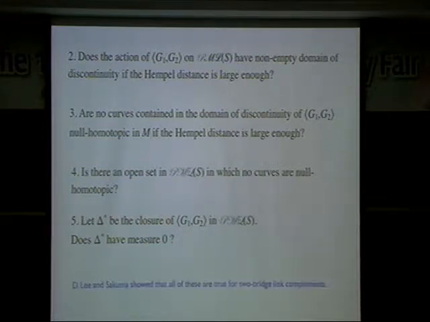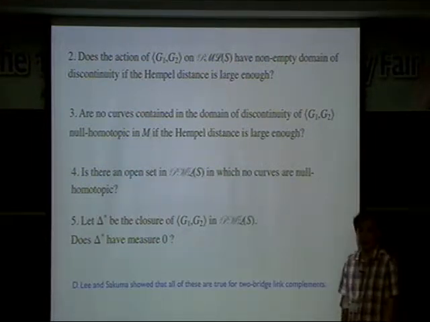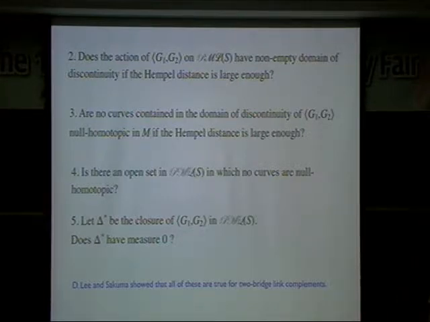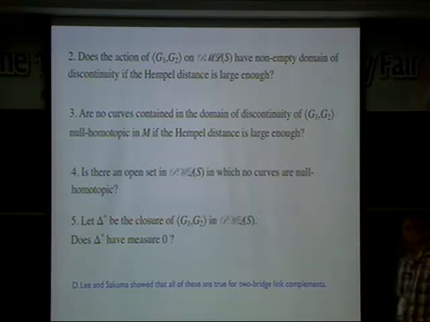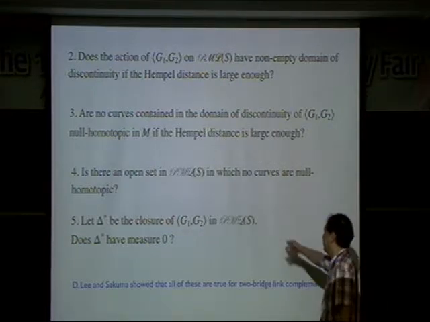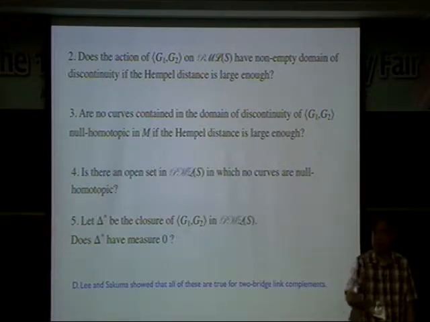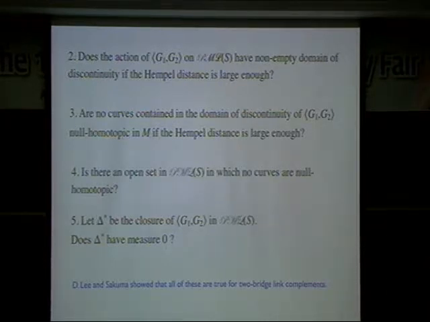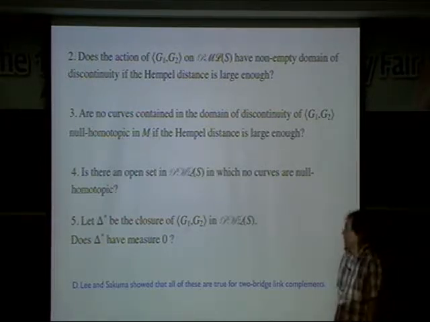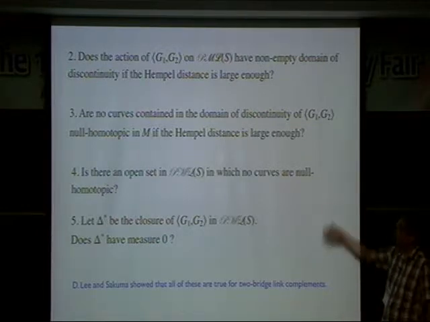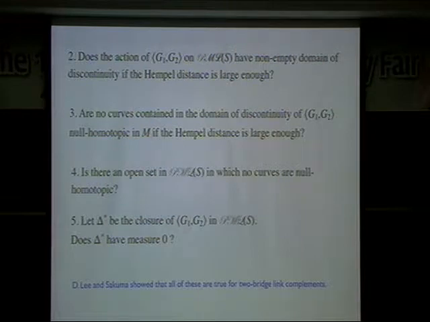So actually, all of these problems are already solved in the case of the two-bridge link complement. That's the work of Dongili and Sakuma. It's usual, so this is a sphere, so you just consider the usual Lebesgue measure. So these five problems were already solved for the two-bridge link complement. So it's natural to ask if they are also true for n-bridge link complement or Heegaard splitting.